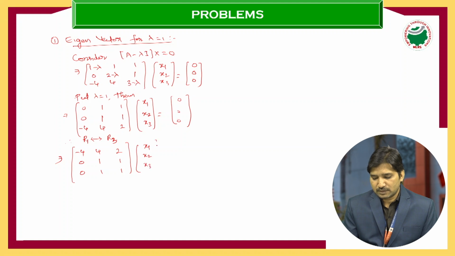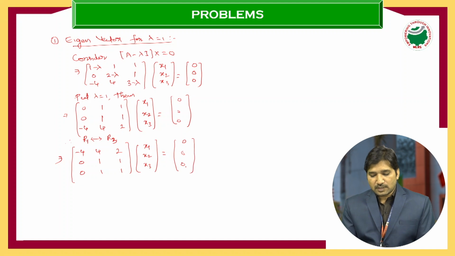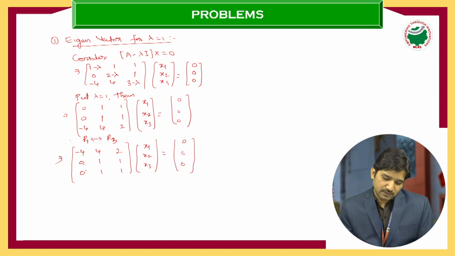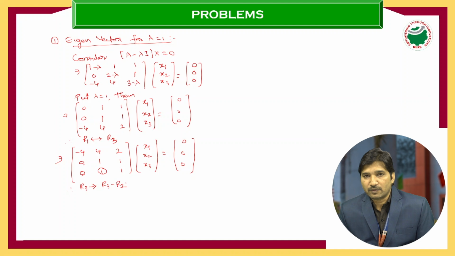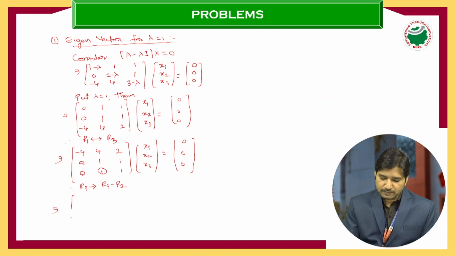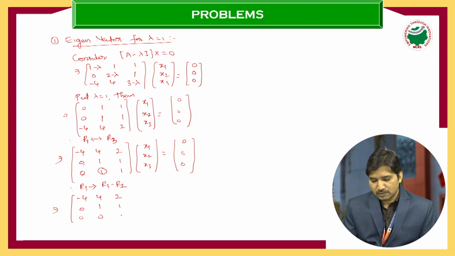With x1, x2, x3 equal to 0, 0, 0. Already the second row first element is 0 and the third row first element is 0. We can make the 1 into 0. So using R2, the second row, R3 becomes R3 minus R2. That gives minus 4, 4, 2; 0, 1, 1; 0, 0, 0.